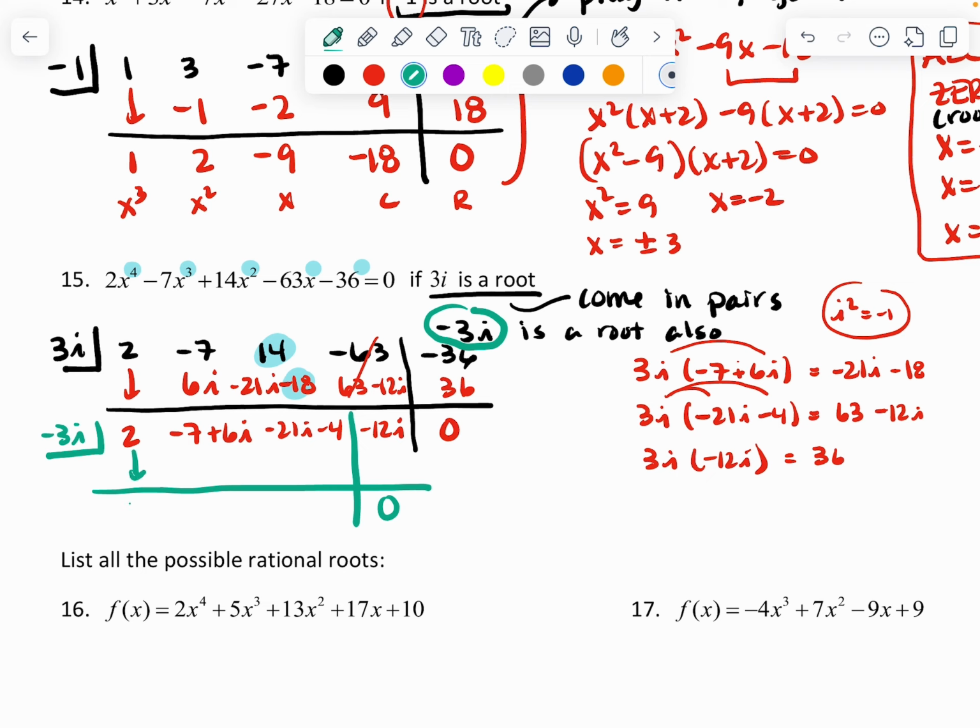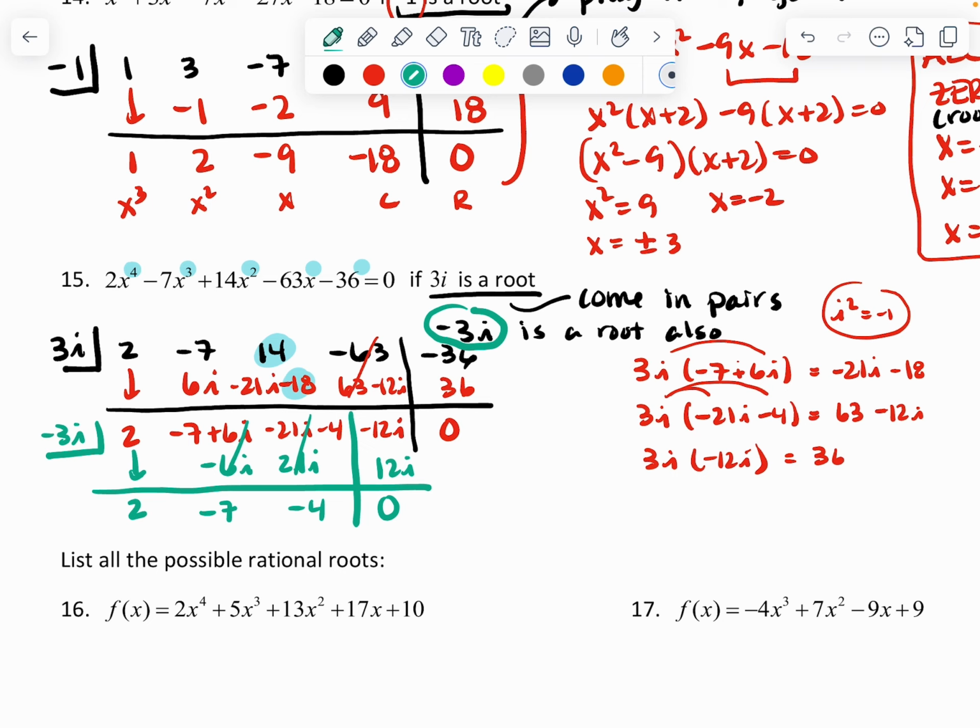If I bring down the 2, -3i times 2 is -6i. These cancel, so I'm left with a -7. -3i times -7 is positive 21i. So these guys cancel out. I'm left with a -4. And then -3i times -4 is positive 12i. So again, the remainder is 0.